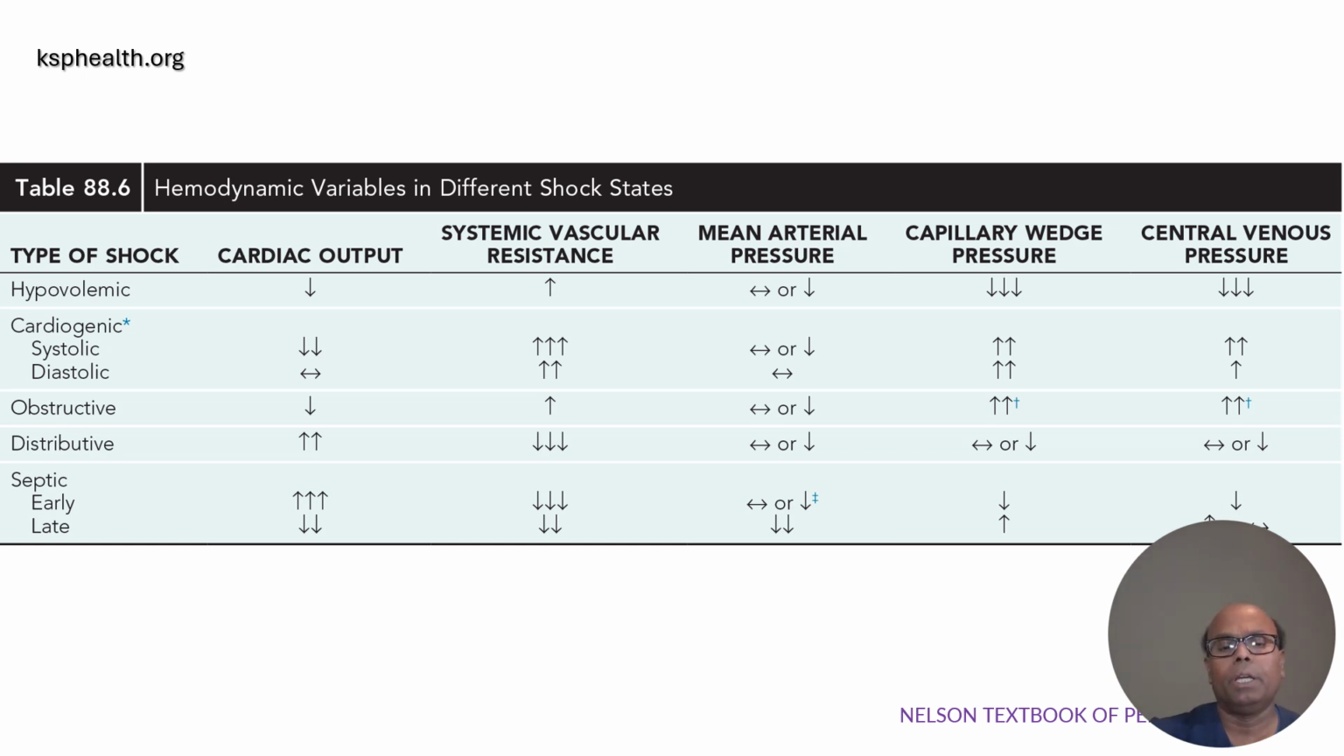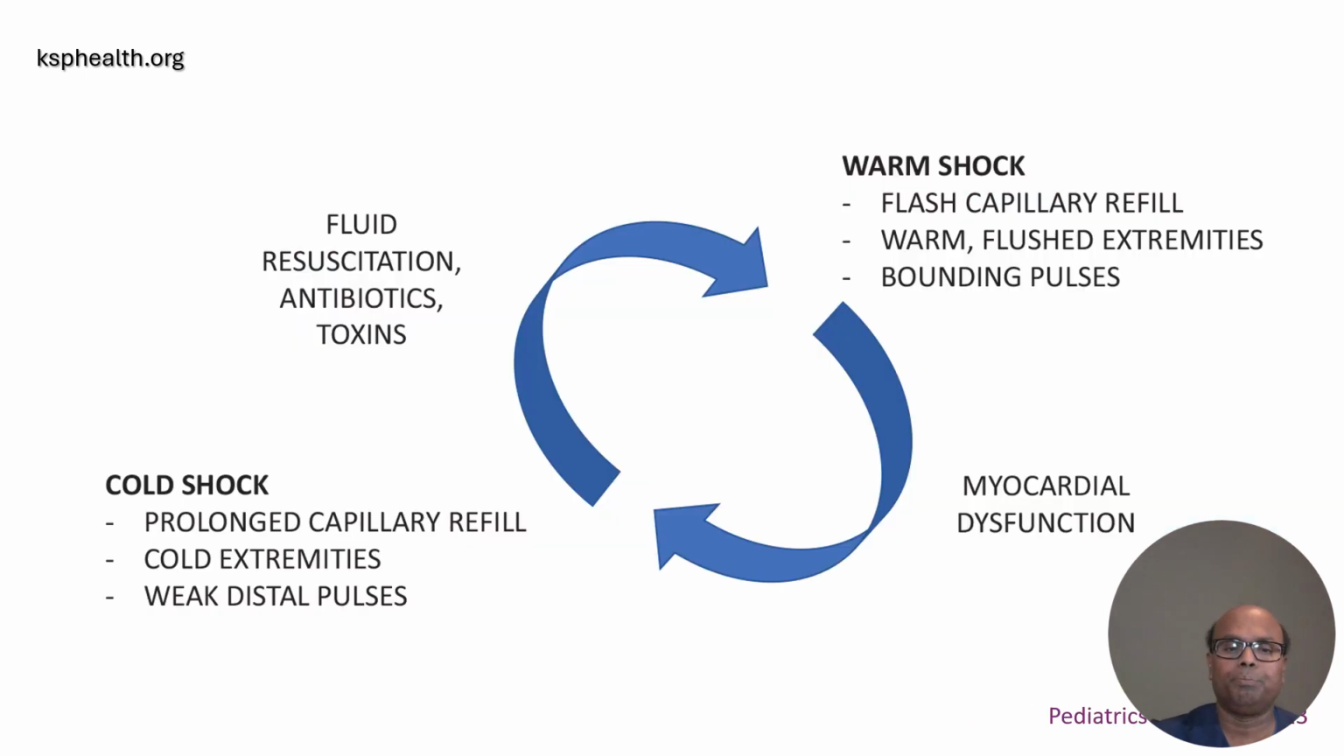In the late stages, cardiac output will be decreased. Vascular resistance again will be lower, and the MAP will be low. Wedge pressure and CVP will be higher in the late stages of septic shock, because of cardiac dysfunction at that point.